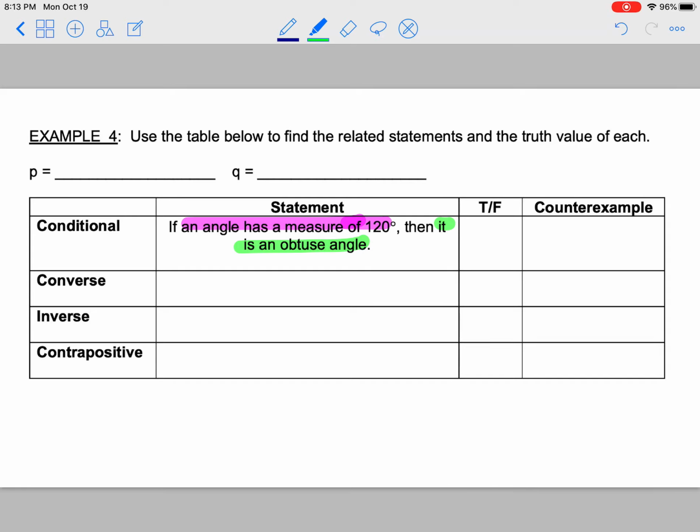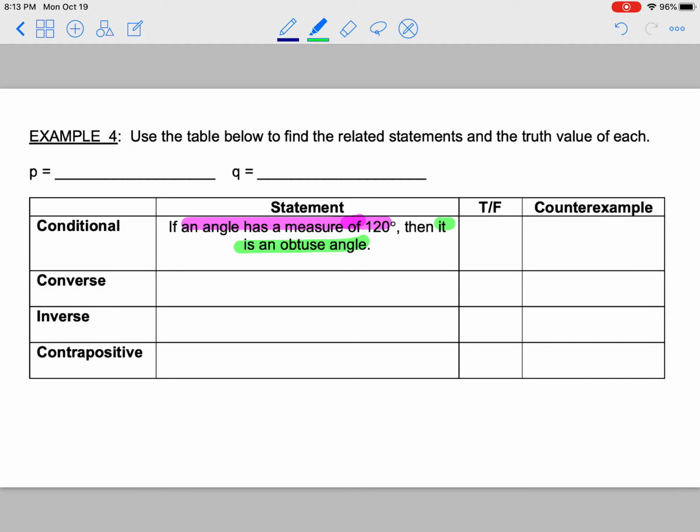Contrapositive, again, is the combination of both. We need to switch and add the word not. So if it is not an obtuse angle, then it does not have a measure of 120 degrees, would be that statement. So now let's practice the true-false part and the counterexample only if it's false.